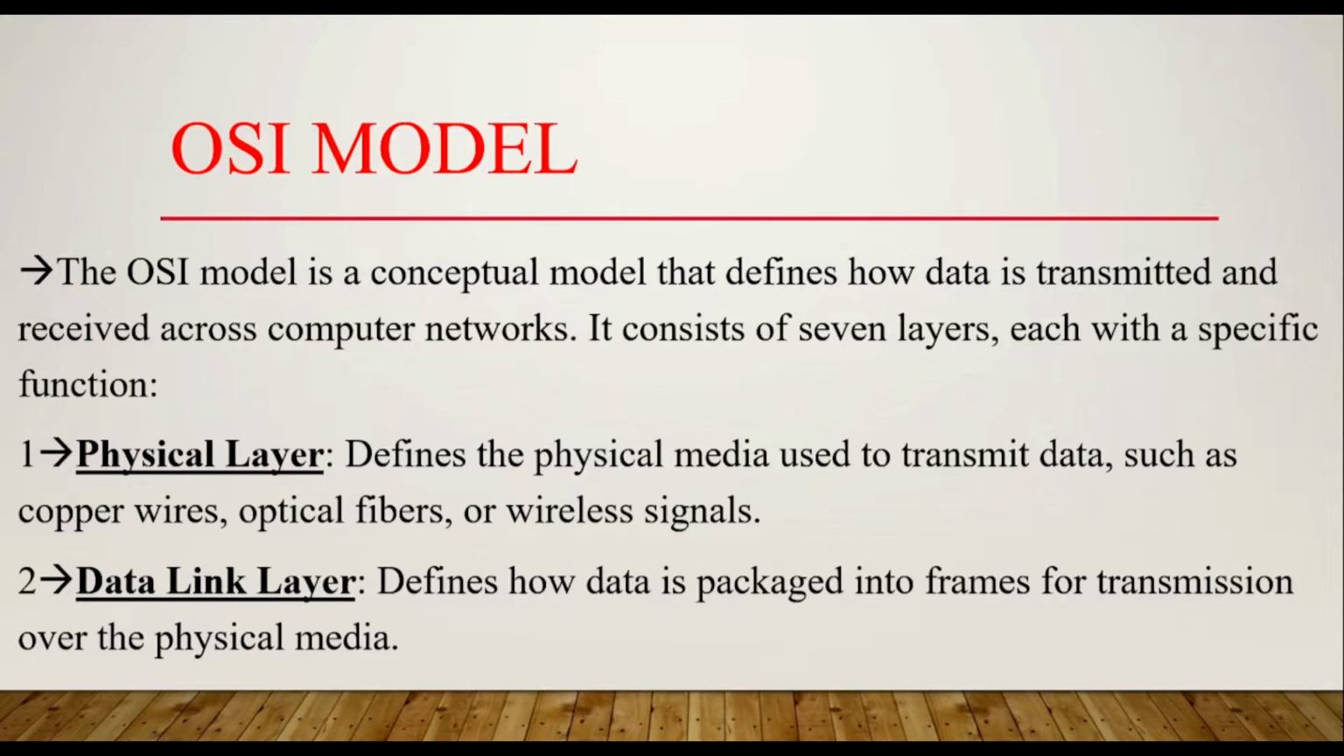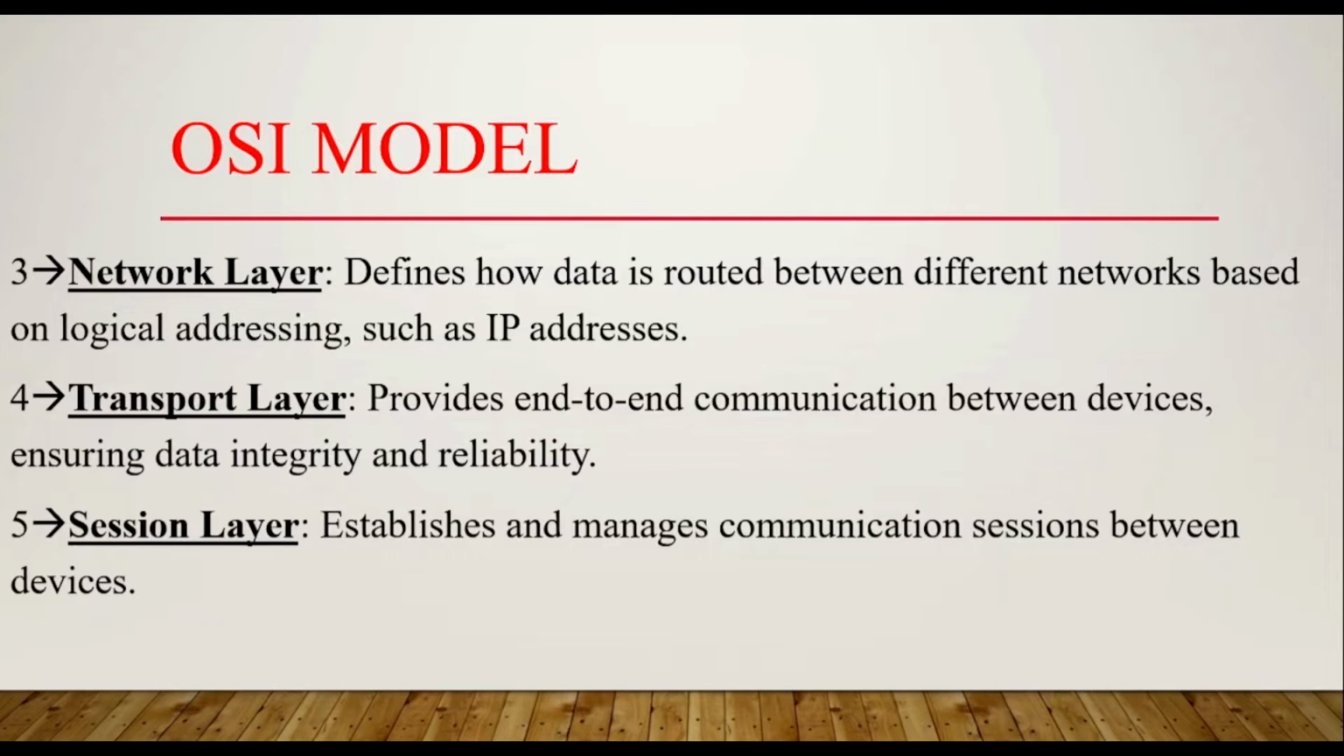So what is the physical layer? The physical layer defines the physical media used to transmit data, such as copper wires, optical fibers, or wireless signals. The data link layer defines how the data is packaged into frames for transmission over the physical media. Third is the network layer. The network layer defines how data is routed between different networks based on logical addressing such as IP addresses. Fourth is the transport layer. The transport layer provides end-to-end communication between devices, ensuring data integrity and reliability.